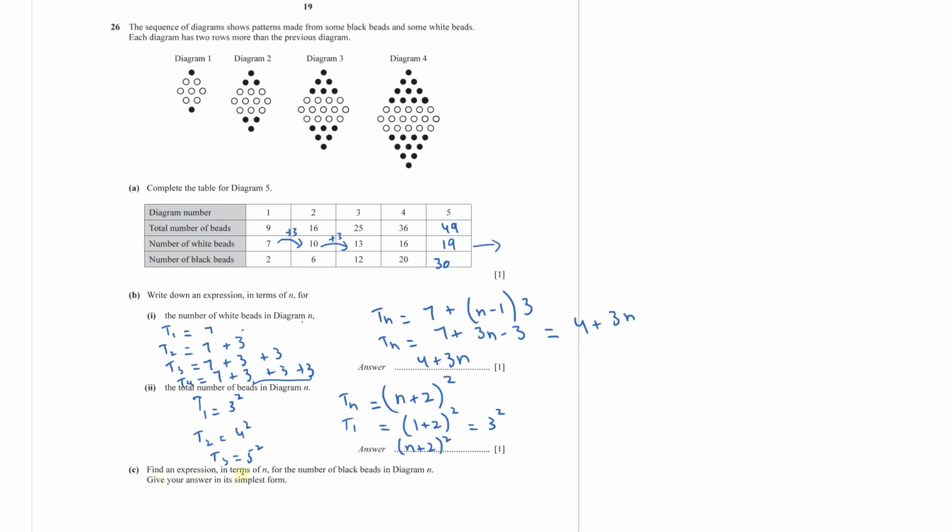Part C is find an expression in terms of n for the number of black beads, giving your answer in its simplest form. So for black beads, you know that you subtracted the number of white beads from the total number of beads. So you can do the same for the nth value. So your Tn would be total, which is n plus 2 squared, which is this row here, and then minus the white beads. What are the white beads? I found this expression here, this one. Minus 4 plus 3n.